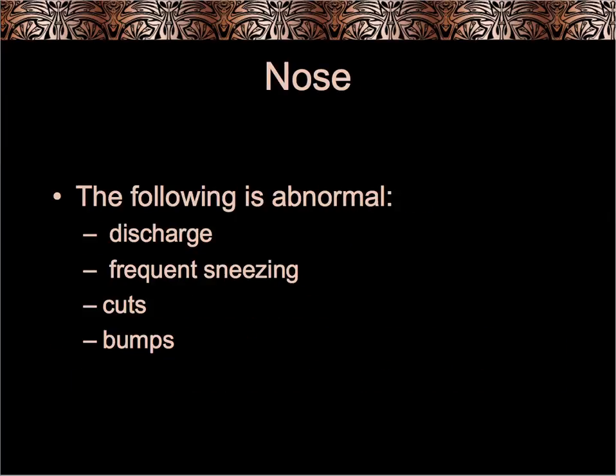Next would be the nose. The nose is abnormal if there's any kind of discharge, and that would be runny discharge or old discharge that's nice and crusty. If there's frequent sneezing, that would be abnormal. Now, if you've just put pine shavings in a container and the animal sneezes once, it's probably just the dust. But if they continue to sneeze, then there may be something wrong. And then any cuts or bumps on the nose would also be abnormal.